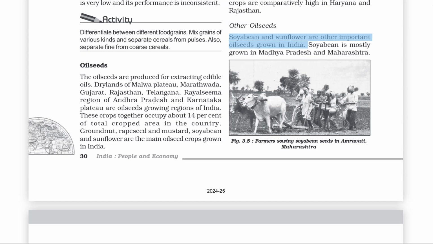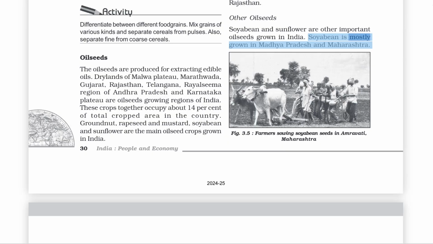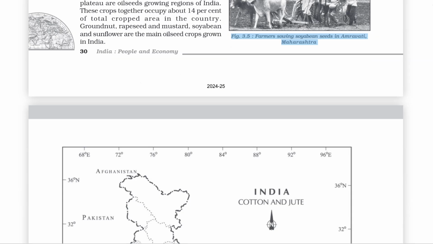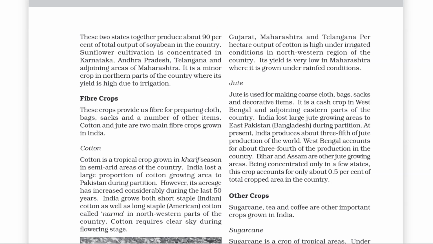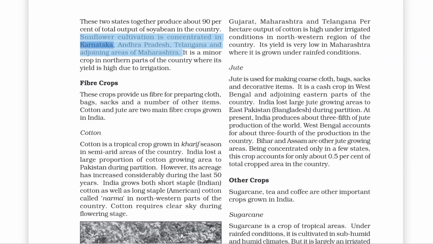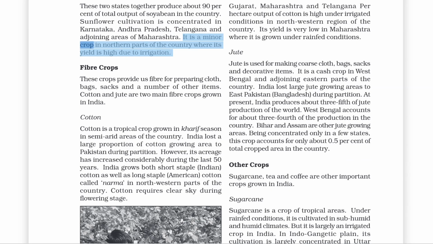Other oilseeds. Soybean and sunflower are other important oilseeds grown in India. Soybean is mostly grown in Madhya Pradesh and Maharashtra. Figure 3.5, farmers sowing soybean seeds in Amravati, Maharashtra. Figure 3.6, India, distribution of cotton and jute. These two states together produce about 90% of total output of soybean in the country. Sunflower cultivation is concentrated in Karnataka, Andhra Pradesh, Telangana, and adjoining areas of Maharashtra. It is a minor crop in northern parts of the country where its yield is high due to irrigation.